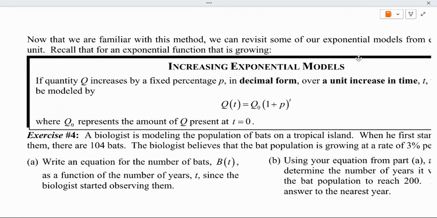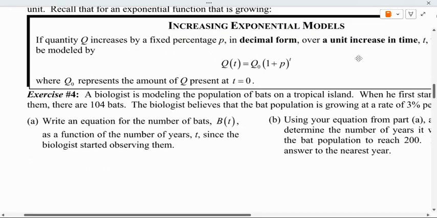Q sub 0, that just means at the very beginning when time is 0, that's the initial amount. And then 1 plus p, your decimal or your percentage written as a decimal, you should recognize that. So we're basically just using the exponential growth and decay formula, okay? So here's what we have.